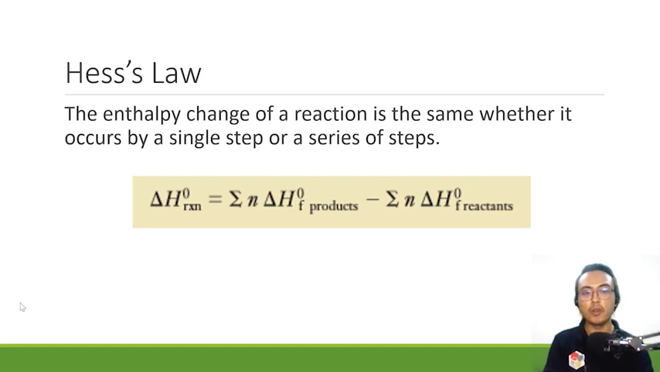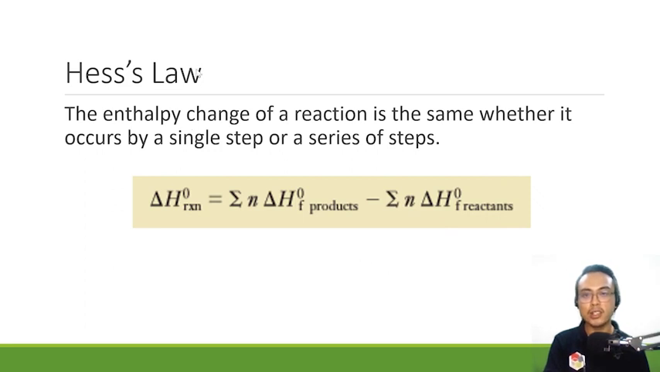Okay? If you will go back to our definition of an enthalpy change, delta H, enthalpy is a state function. Therefore, we only need to know the final enthalpy and the initial enthalpy in order for us to get delta H. In this case, the final enthalpy represents the enthalpy of the products. Hence, you have here the enthalpy of formation of the products. And the initial enthalpy is represented by the enthalpy of the reactants.